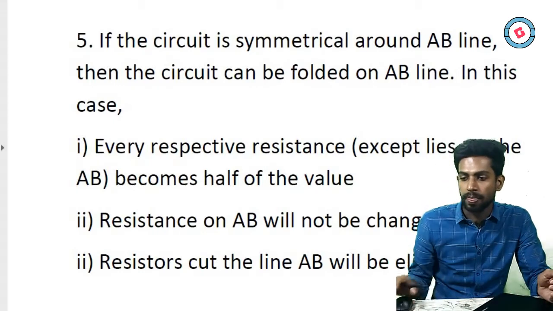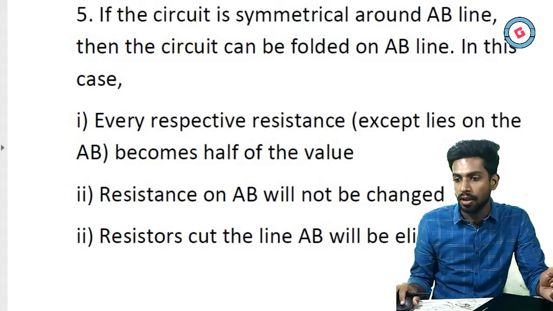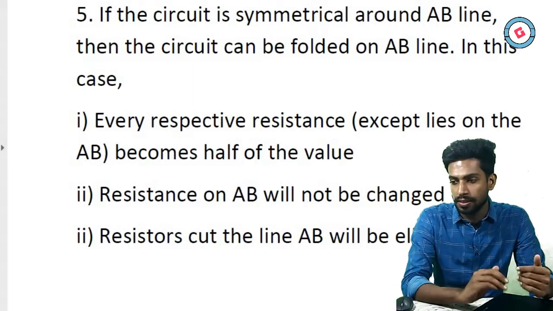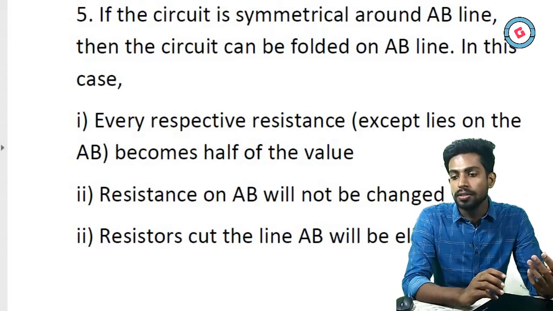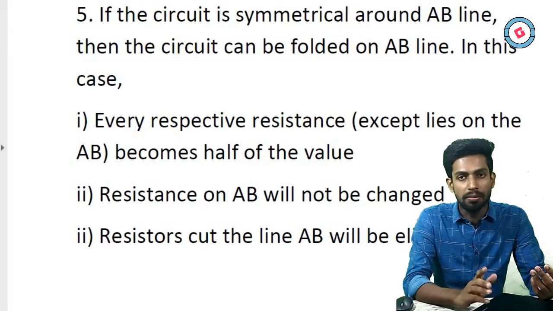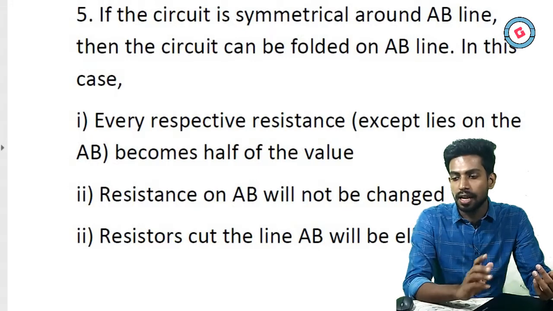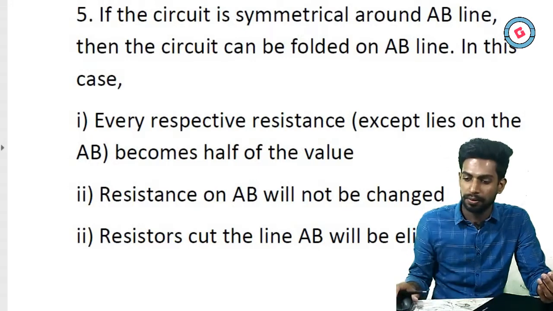In this case, three things happen. One, every respective resistance except those that lie on the AB becomes half of the value. Secondly, resistance on AB will not be changed. Thirdly, resistors that cut the line AB will be eliminated.